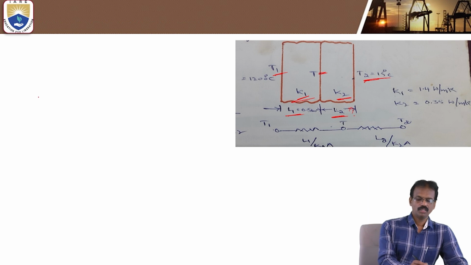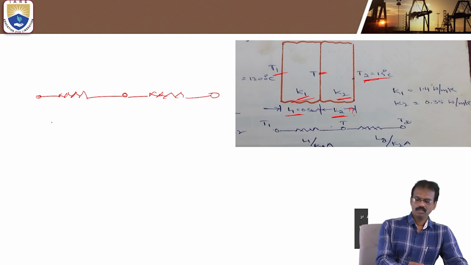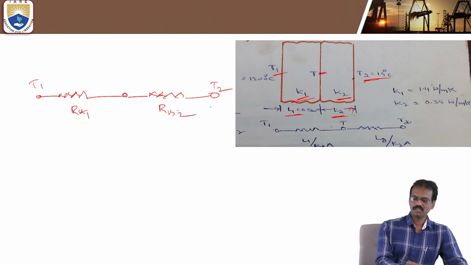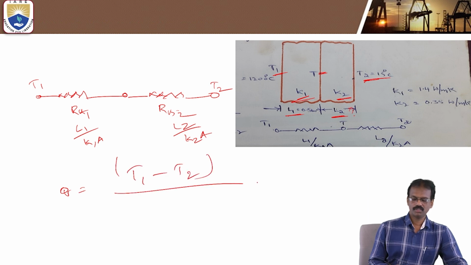You can write like this. Electrical analog is equal to thermal resistance of the first plate, thermal resistance of the second plate. Okay. So this is the T1, final is the T2, RTH1, RTH2. Thermal resistance is L1 by K1A, L2 by K2A. You know the formulas for composite walls. Q is equal to initial temperature T1 minus final temperature T2 by thermal resistance as L1 by K1 plus L2 by K2.